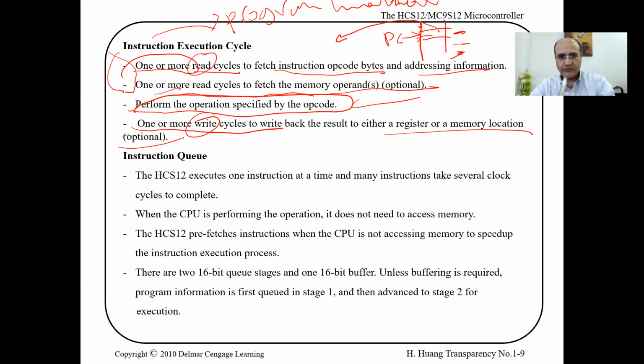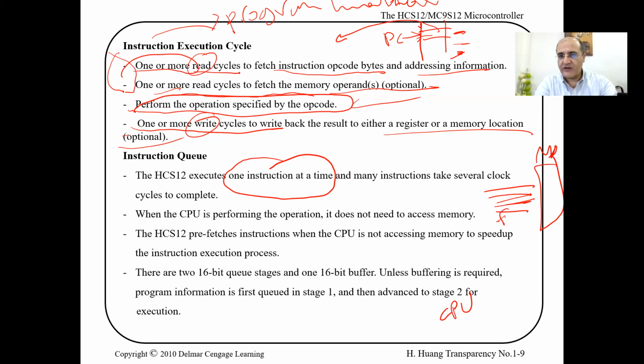So that's optional. Now there is one important thing we need to understand: the CPU can perform only one instruction execution at a time. It cannot be executing two instructions at a time. So one instruction at a time. But while it is executing the instruction, it may not be using the memory. It may not be accessing the memory, which means the address bus and data bus connecting to the memory may be free.